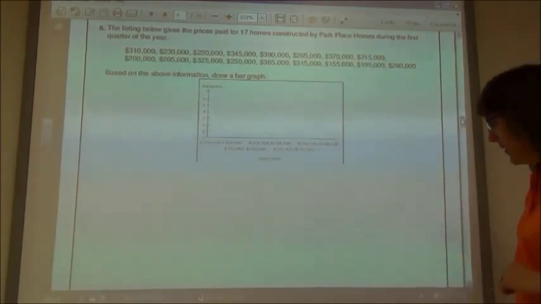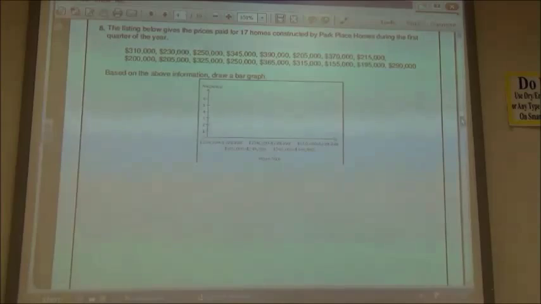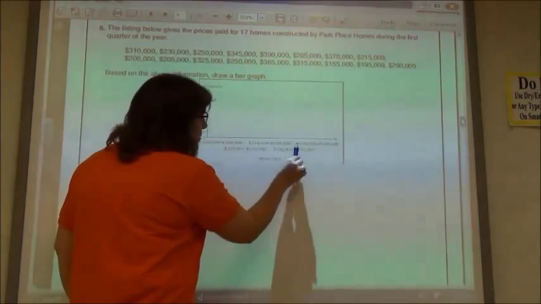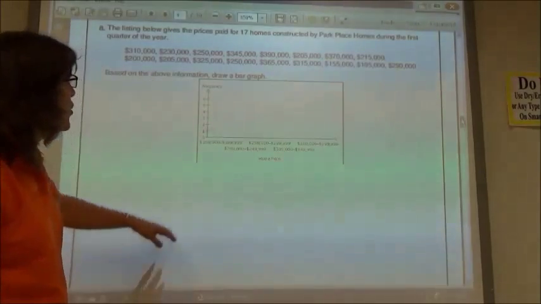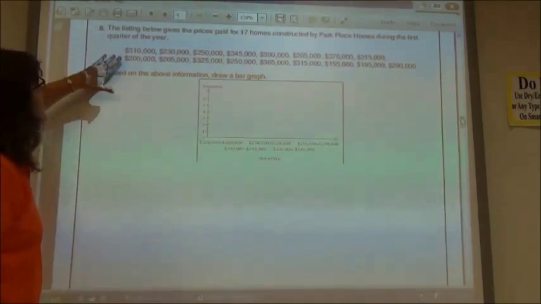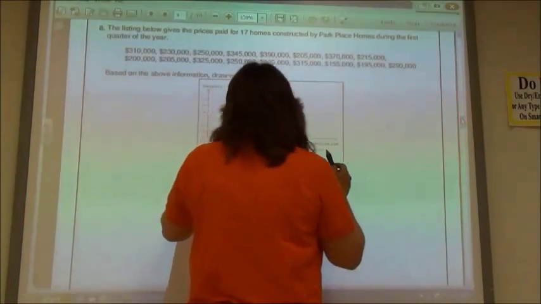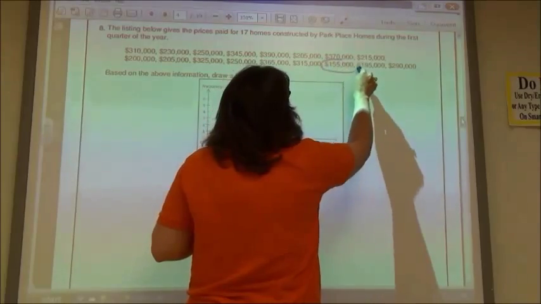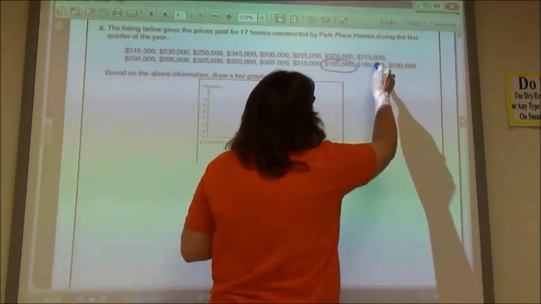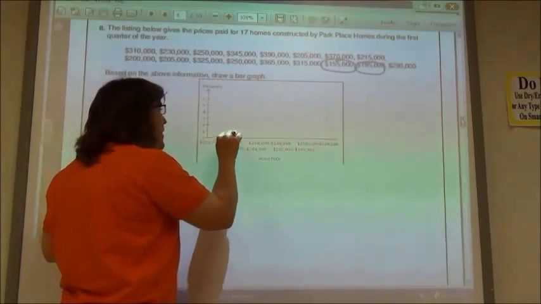Number 8. Again, we have 17 items. They're listing the price paid for 17 homes. And we want to put them in the table. They kind of snuck these ones in the middle, so just watch that. But they should go in order, 150,000 to 199,000. So looking for the ones that start with 150,000. We got 150,000, so 155,000, and to 199, so 195,000. Just looks like there's 2 in that category.